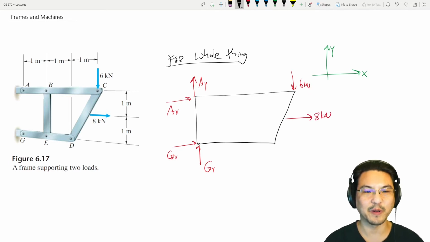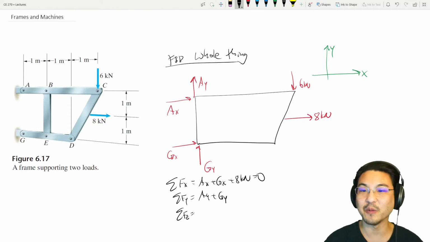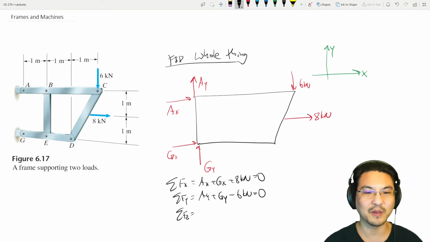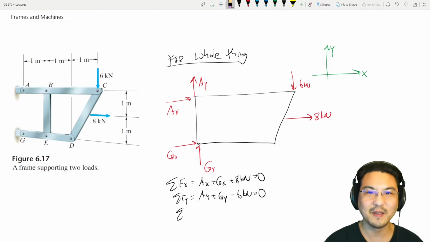Okay, and then we can write three equations. So in the x direction, we got Ax, Gx, the 8 kilonewtons. In the y direction, Ay, Gy, negative 6 kilonewtons. Some torque. Well, nothing's happening in Z, but we can sum torque about wherever we want. So how about over here?